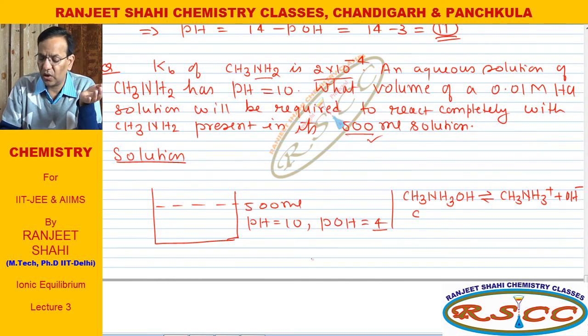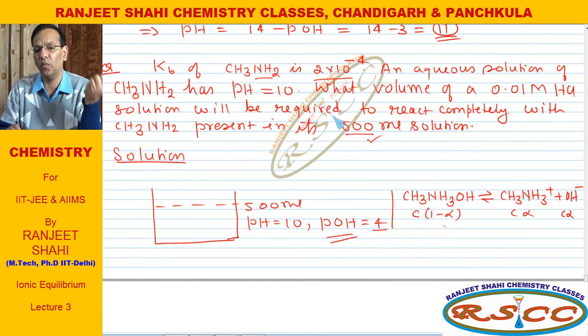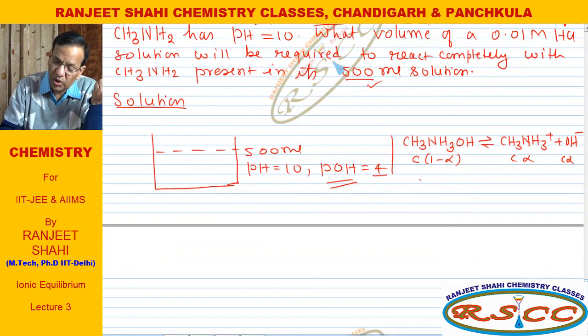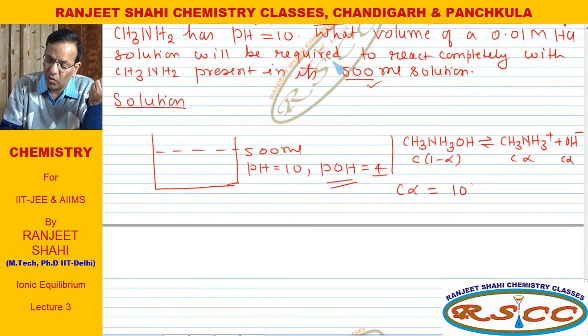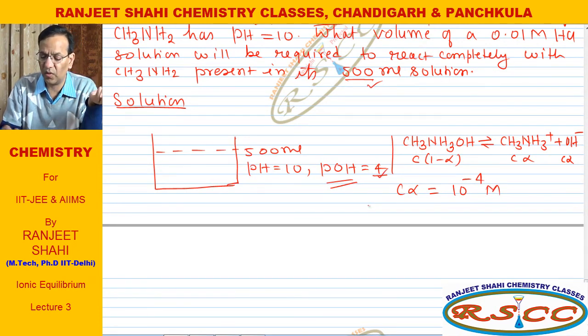If C is the concentration of this weak base and alpha is the degree of ionization, so it will be C(1 minus alpha), C alpha, C alpha. Now we don't know C, so we cannot apply the Ostwald equation to check the value of alpha where it lies. But what we know is the concentration of hydroxide ion, which is 10 raised to the power minus 4 molar. So C alpha is known, it is 10 raised to the power minus 4 molar. Since pOH is given 4, the concentration of hydroxide ion is 10 raised to the power minus 4, and the concentration of hydroxide ion is also C alpha.